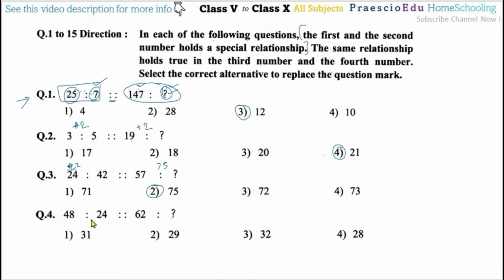48 if we make half, then we will get 24, means or we can say divided by 2. So same, divided by 2, we will apply here also. So 62 divided by 2 means 31. So option number 1 is the correct one.